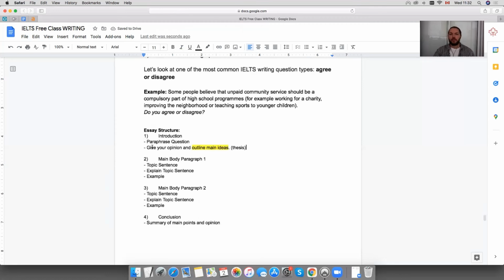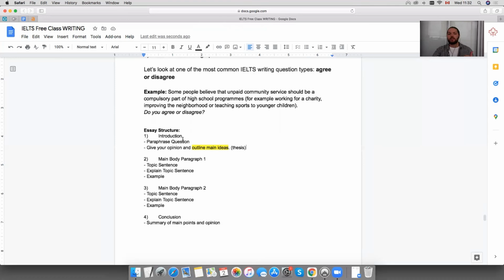So if we're giving our opinion, we're able to use our personal pronouns. I believe that having high school students do mandatory volunteerism programs is extremely important because it connects young people to other members of their community and it benefits the community as a whole. So our thesis has those two ideas, which will then relate to the rest of our writing.